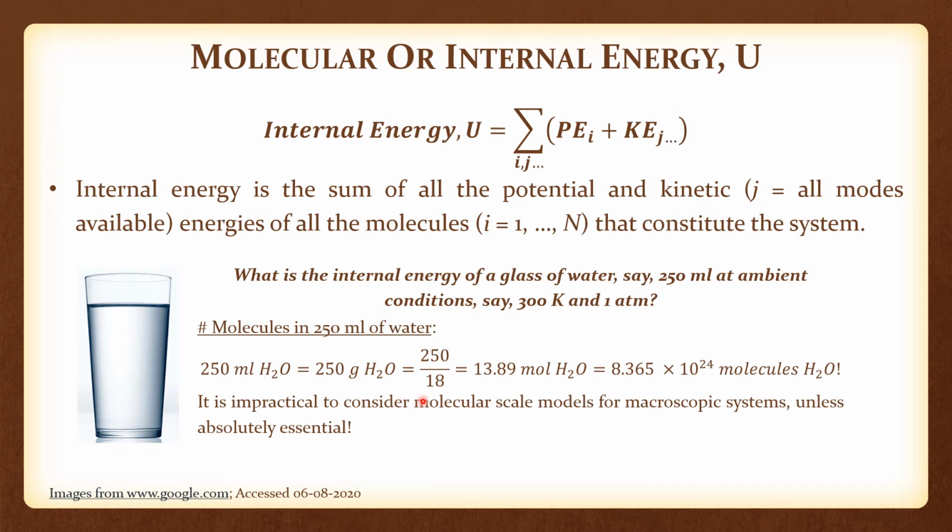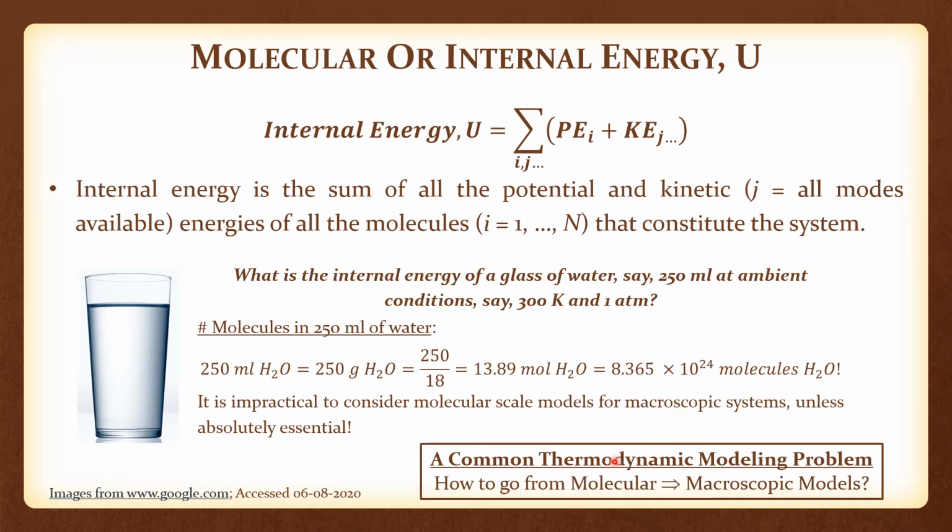Therefore, it is impractical to consider molecular scale models for macroscopic systems simply because of the sheer number involved, unless absolutely essential, in which case you obviously have to reduce the number to some manageable quantity, or you have to construct simpler ways of going from this molecular picture to a macroscopic picture, right? And this is a fundamental problem in thermodynamics. Again and again we keep revisiting this kind of problem in thermodynamics in different contexts. So how do we go from molecular to macroscopic models?